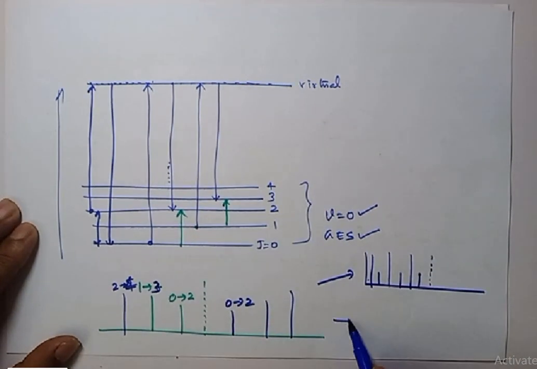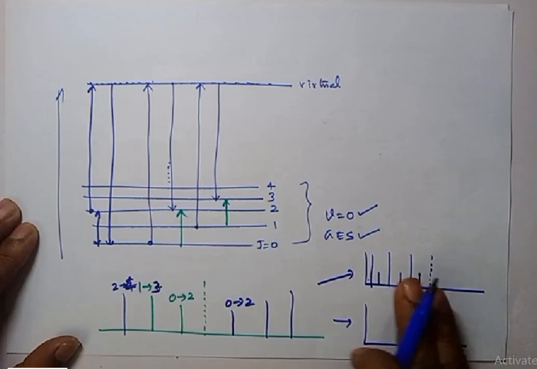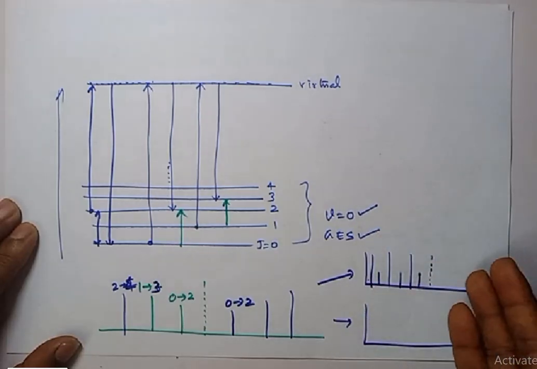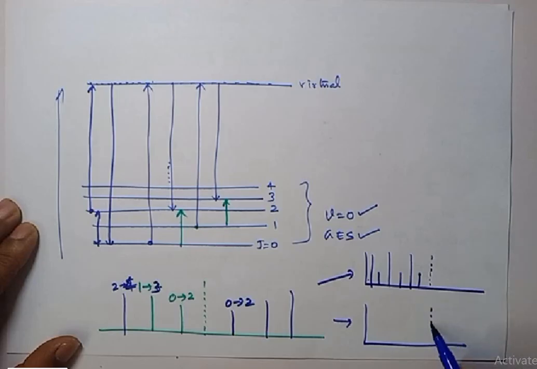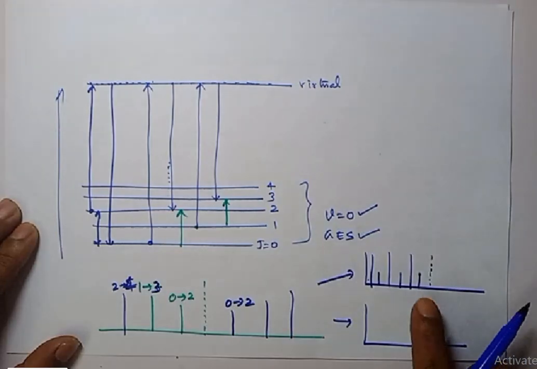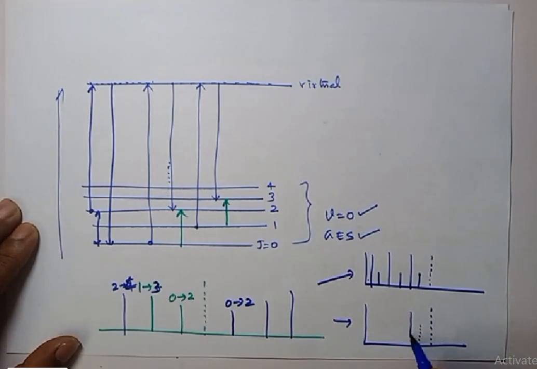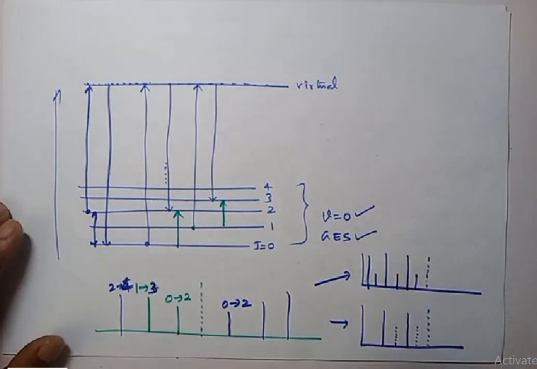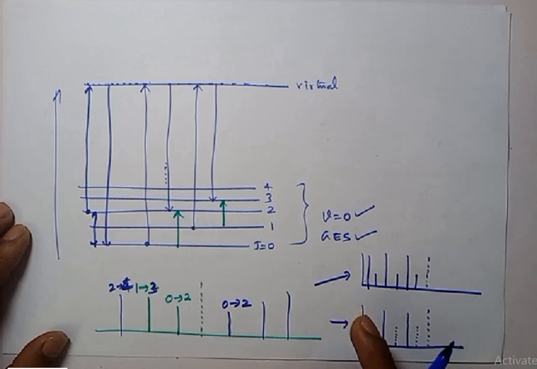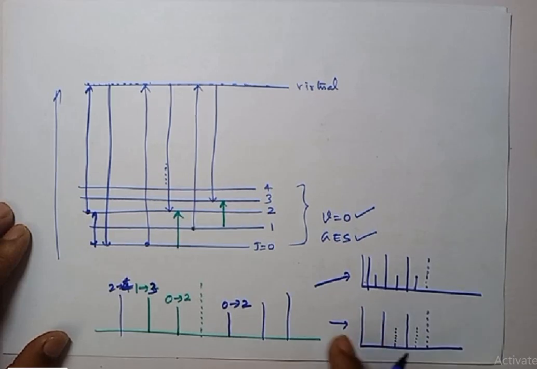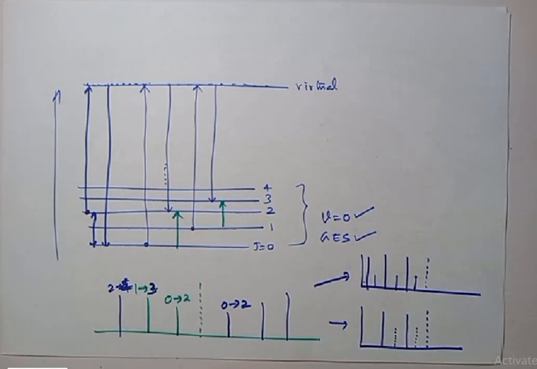Sometimes this also may happen. I am just showing you only the Stokes lines; a similar thing happens in the anti-Stokes. This is the Rayleigh line. Sometimes some lines may be missing. For example, the 0 to 2 line may be missing, and the 1 to 3 line will appear. Again, the 2 to 4 line may be missing, then you will get the 3 to 5 line. Some lines may be missing, right? Yes, this is also due to the effect of the nuclear spin.